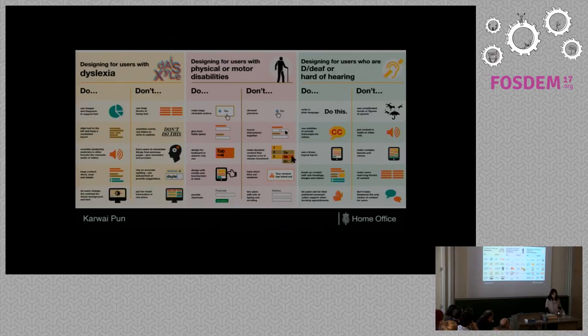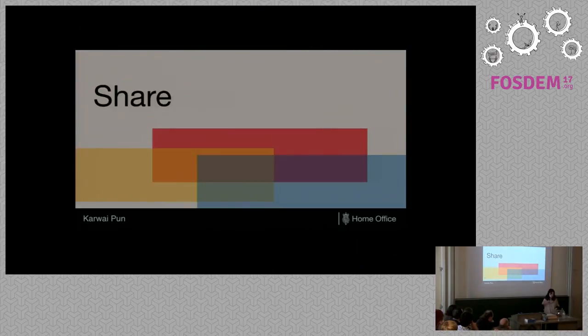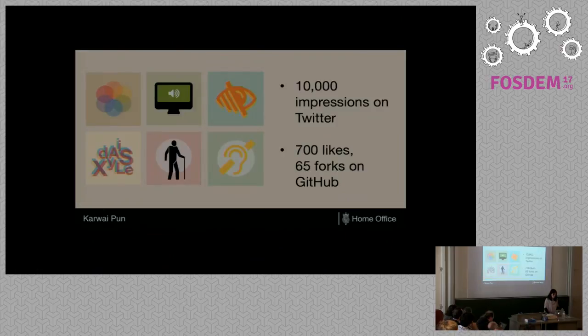So now I'm going to tell you about how sharing these posters with the community makes it better. It's at the heart of what we do at the Home Office, and it's one of the guiding design principles and why I'm here at this open source conference. So we've shared this on the Government Accessibility blog. We've also shared this on Twitter and on GitHub, and we've had an amazing response. We've had a few write-ups and some great mentions from the community.